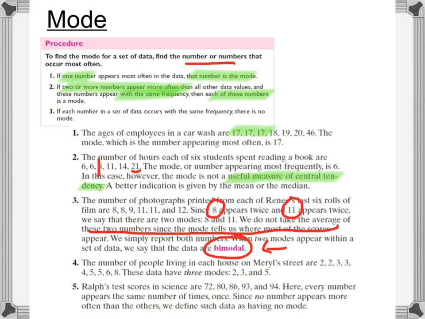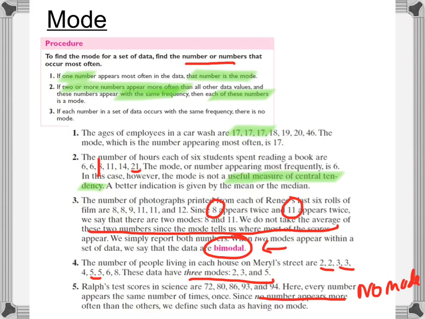The number of people living in each of Merrill Street's houses are 2, 2, 3, 3, 4, 5, 5, 6, and 8. There are 3 modes. So 2, 3, and 5 occur both twice in your data set. So those are your 3 modes. Finally, Ralph's test scores on science are 72, 80, 86, 93, and 94. Here, no number appears more than any other number. So there's no mode. Okay?